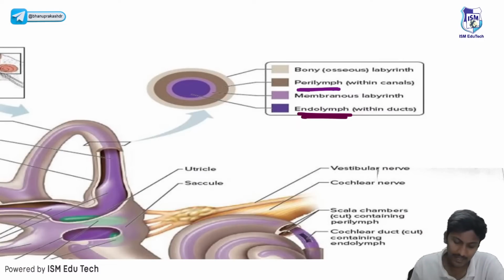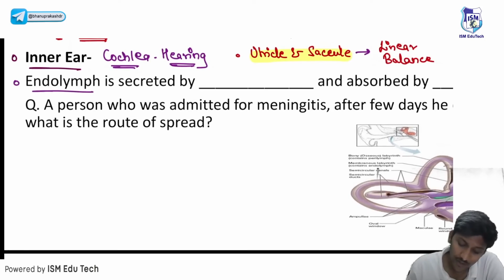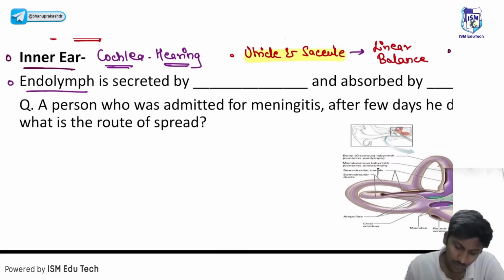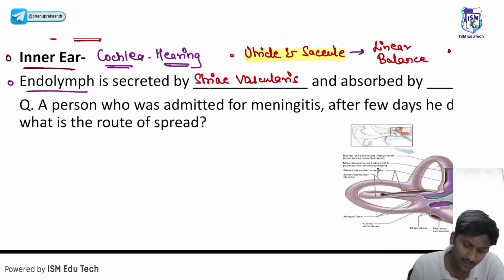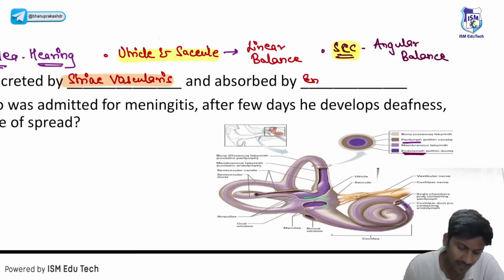So that's the basic idea you need to remember. Important: if I talk about the endolymph, this endolymph is secreted by the stria vascularis, the lining of your inner ear. So endolymph is secreted by the stria vascularis and it is absorbed by the endolymphatic sac.